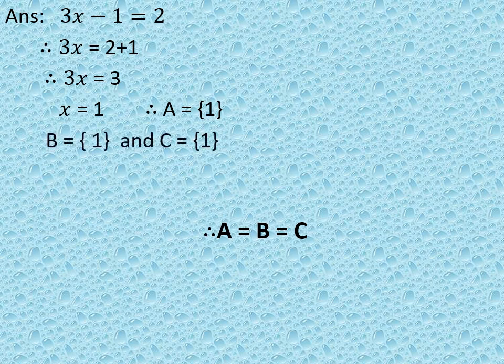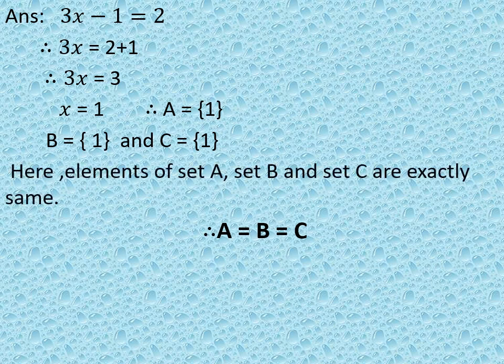In set B, B is a set of natural numbers where x is neither prime nor composite. So there is a number which is neither prime nor composite, namely 1. So set B is also having one element.